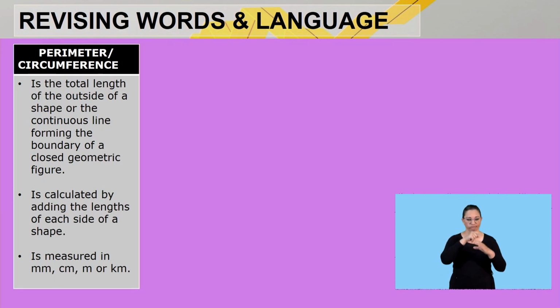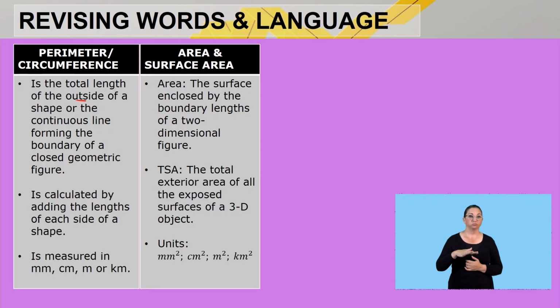Guys, let us now move on by looking at other important language, right? So first up, I've indicated here that perimeter or circumference, it is the total distance of the outside of a shape or the continuous line forming the boundary of a closed geometric figure. Right, how do we calculate perimeter? In this case, it's calculated by adding the lengths of each side of a shape, right? And it's measured in millimeters, centimeters, meters, or kilometers. Remember, when we calculate circumference, we say circumference equals pi multiplied by your diameter. Or we can say it's 2 times pi times radius, for example. That's in terms of perimeter.